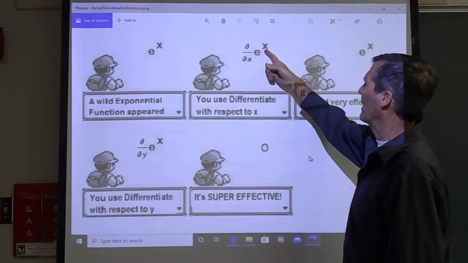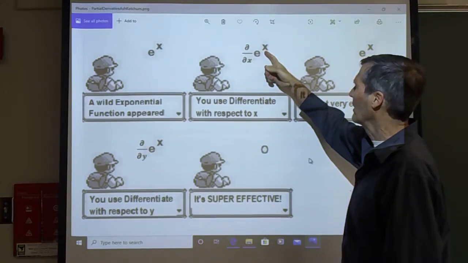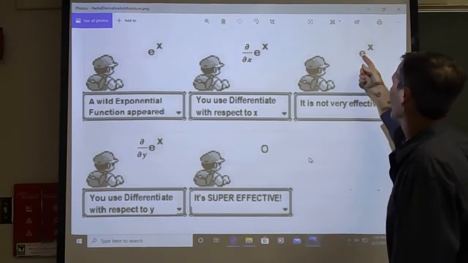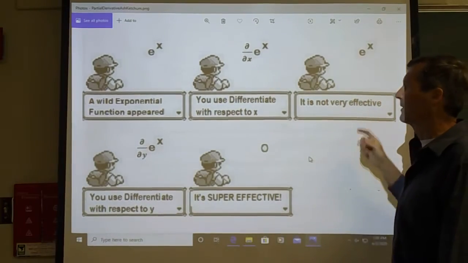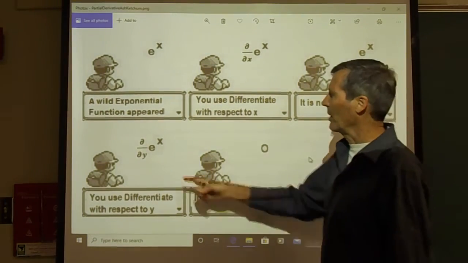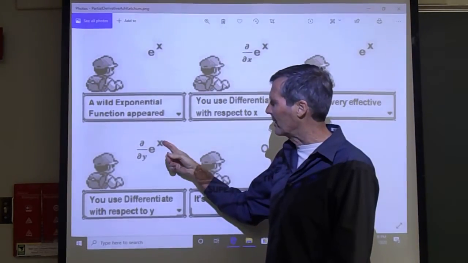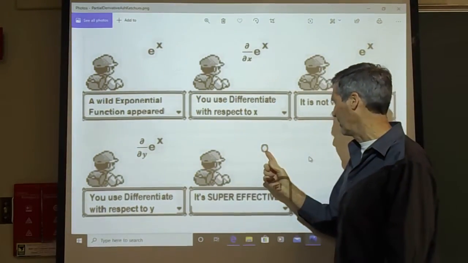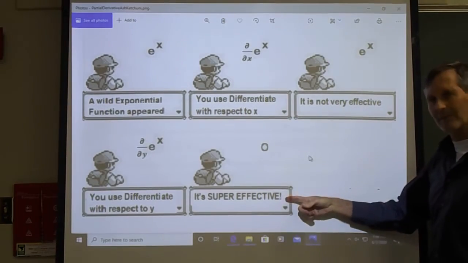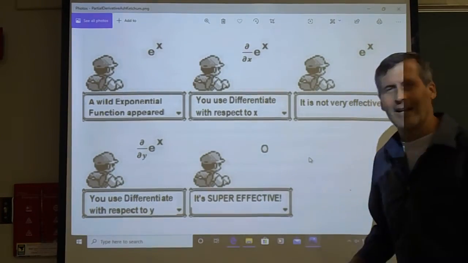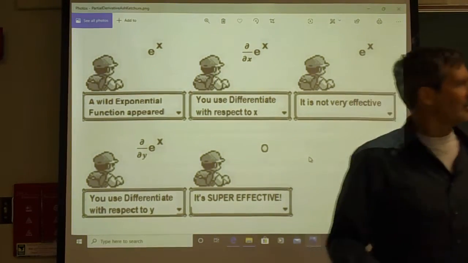Take the partial with respect to x of e to the x, treating y as a constant. You just get e to the x, right? It's not very effective. Now take the partial with respect to y of e to the x. That treats x as a constant, so this is e to the c. The partial derivative is 0. It's super effective. There you go. That's how partial derivatives work.